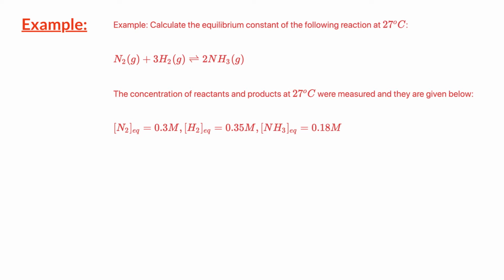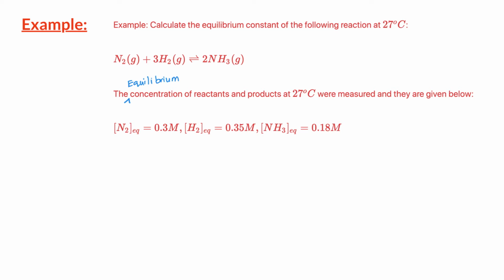Let us do a quick example. Calculate the equilibrium constant for the following reaction at 27 degrees Celsius. 1 mole of nitrogen gas reacts with 3 moles of hydrogen to form 2 moles of ammonia gas. The equilibrium concentrations of reactants and products at 27 degrees Celsius are given below. Concentration of nitrogen at equilibrium is 0.3 molar. Equilibrium concentration for hydrogen is 0.35 molar and equilibrium concentration of ammonia is 0.18 molar.